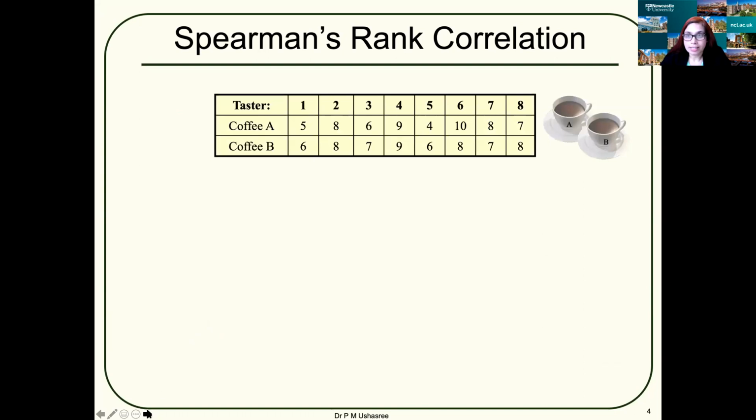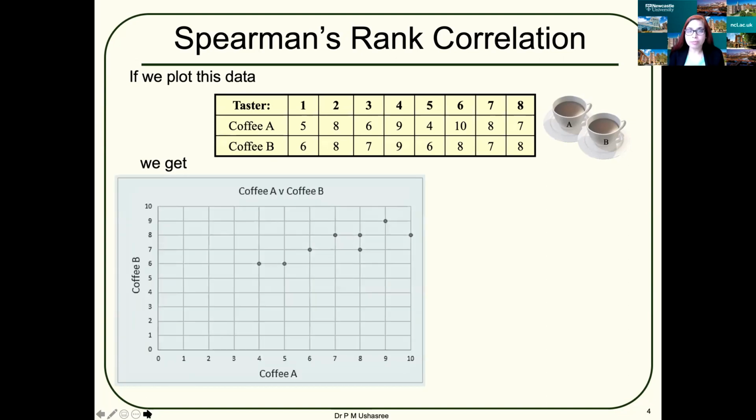So now let's see how to do this. If we want to see the correlation, what do we do? We first draw the scatter plot. So let's draw the scatter plot. Coffee A along the x-axis, coffee B along the y-axis.